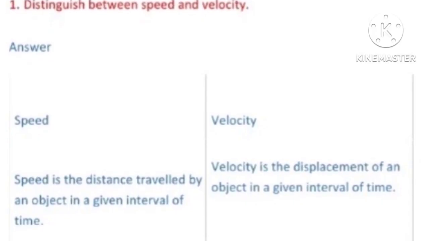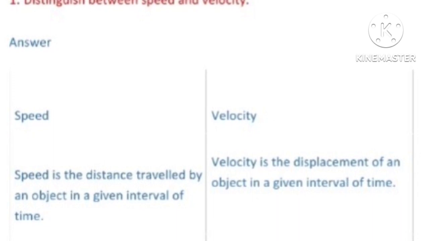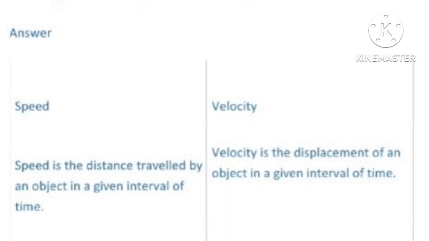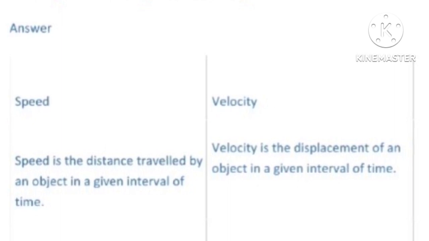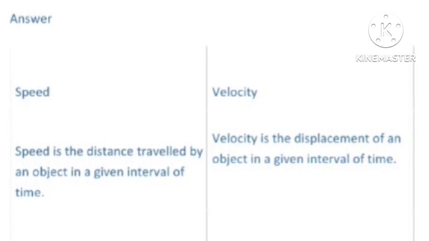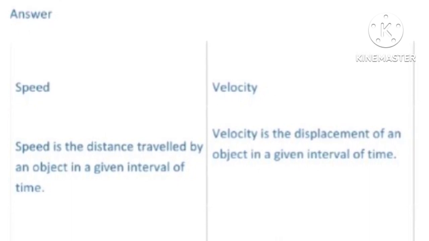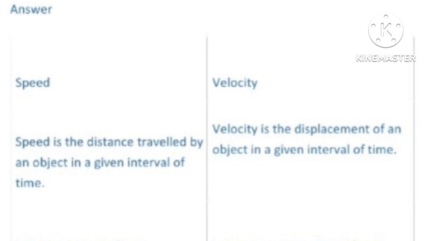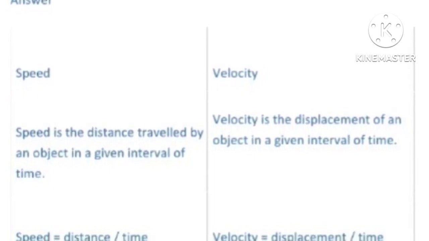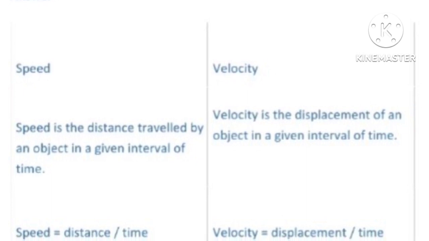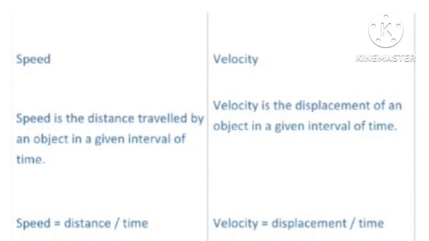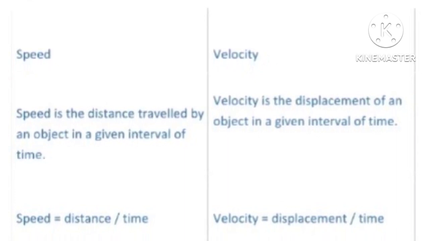Now we can discuss the questions given in your textbook, page number 102. The first question is, distinguish between speed and velocity. We know that speed is the distance traveled by an object in a given interval of time. And what about velocity? Velocity is the displacement of an object in a given interval of time. The equation for speed is distance by time, and the equation for finding velocity is displacement by time.